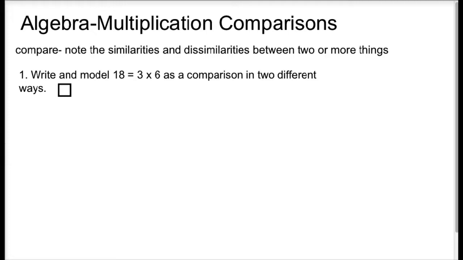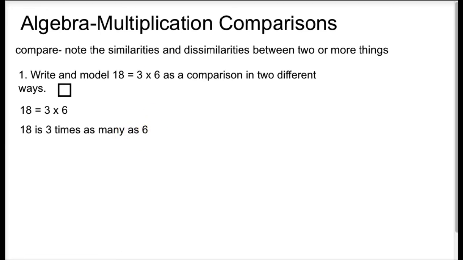For our first example, we are going to write and model 18 equals 3 times 6 as a comparison in two different ways. To do that, we are going to think back to what we did in class, and you have those examples in your math journals. We're going to work on that problem the exact same way we did in class today. So I'm going to take 18 equals 3 times 6, and I'm going to write my statement. 18 is 3 times as many as 6.